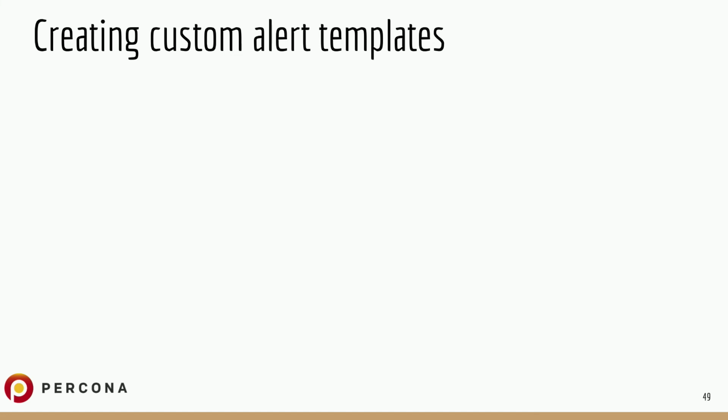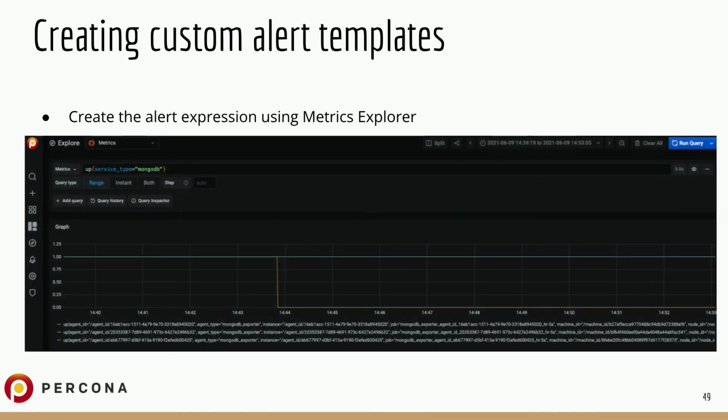If you want to create a custom template, normally the way you do it is you go to the Metrics Explorer first, and figure out what's the expression that you want. For example, here, I'm looking at the up metric for service type MongoDB. And you can see this metric is 1 when the server is up, right? And then it goes to 0 when the server is down. So this expression can be used, for example, for an alert about the server, whether it's up or down.